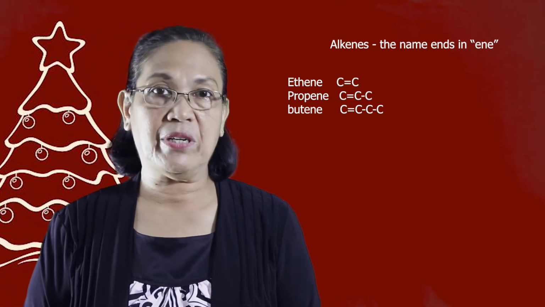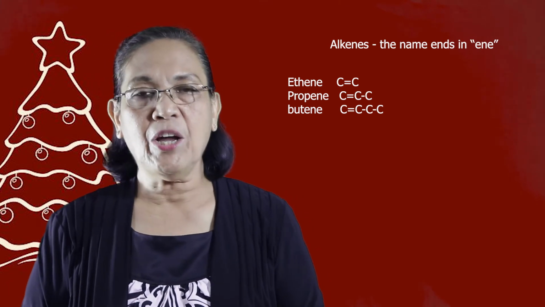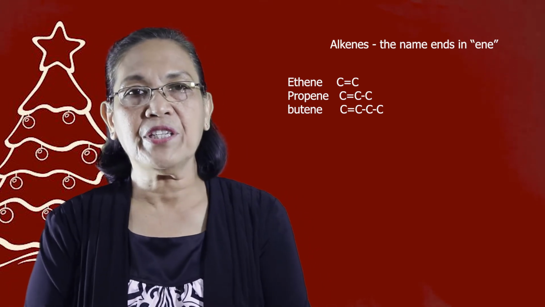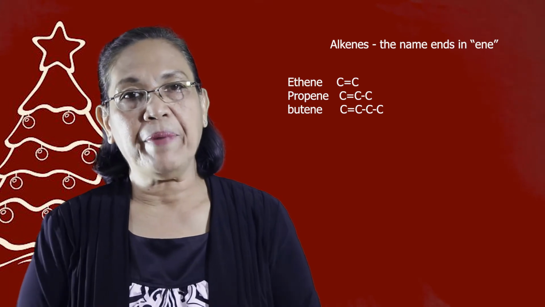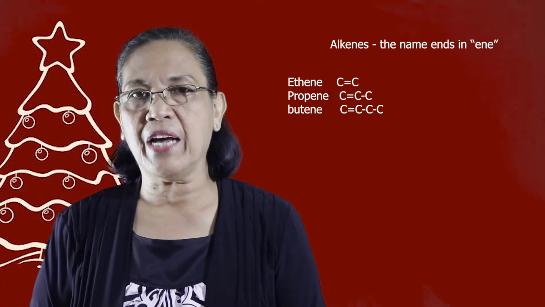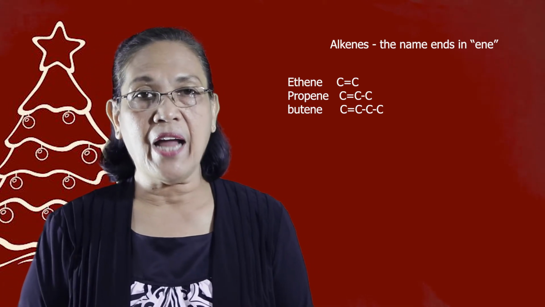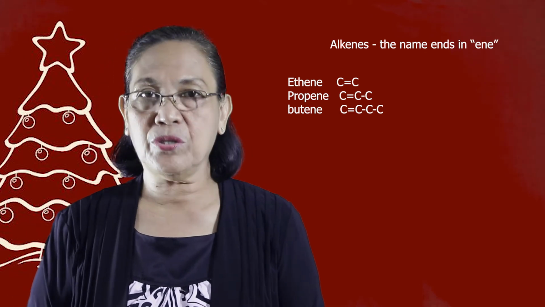So they are symmetrical. If there are 5 carbon atoms and the double bond occurs in the first carbon, this is what we call 1-pentene. Now, if you move the double bond to the second carbon atom, this is an isomer of 1-pentene, and this is called 2-pentene.